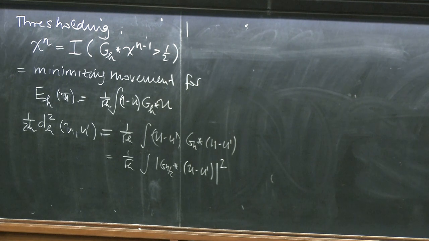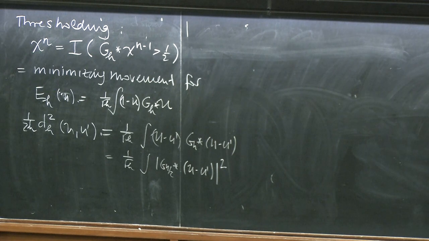And so the statement is the following. We have an initial configuration for the thresholding scheme, E0, which is a characteristic function and has finite perimeter. That's this condition. And then we consider the solution given to us by the thresholding scheme. We look at the piecewise constant interpolation, so chi h of t is equal to chi n for t between nh and n plus 1 times h. So chi h is the piecewise constant interpolation of what you get out of the thresholding scheme.